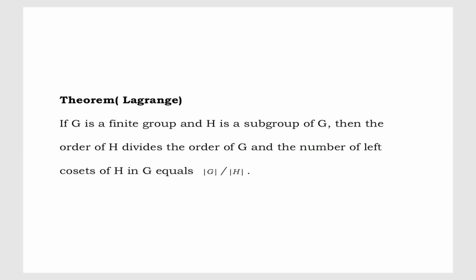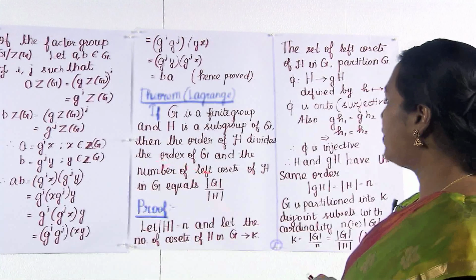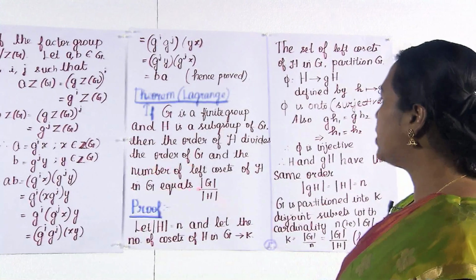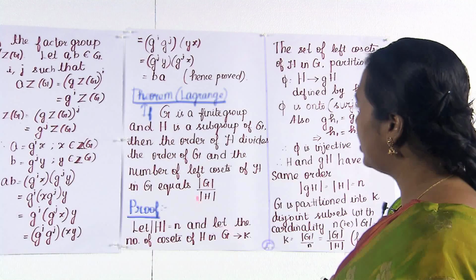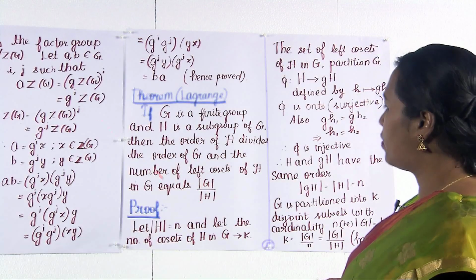Next, we shall see one theorem, Lagrange's theorem, an important theorem. If G is a finite group and H is a subgroup of G, then the order of H divides the order of G and the number of left cosets of H in G equals the cardinality of G divided by the cardinality of H, or in other terms, order of G divided by order of H.